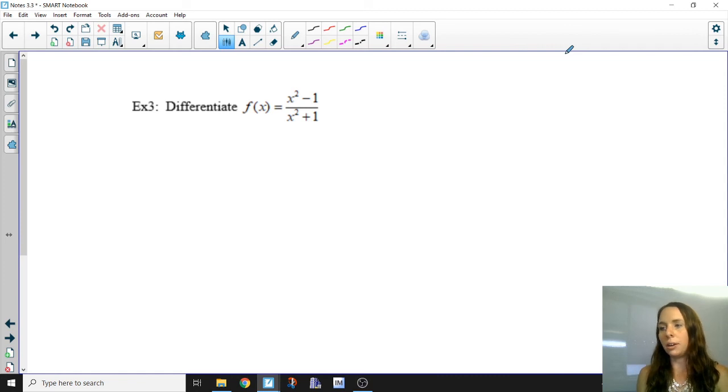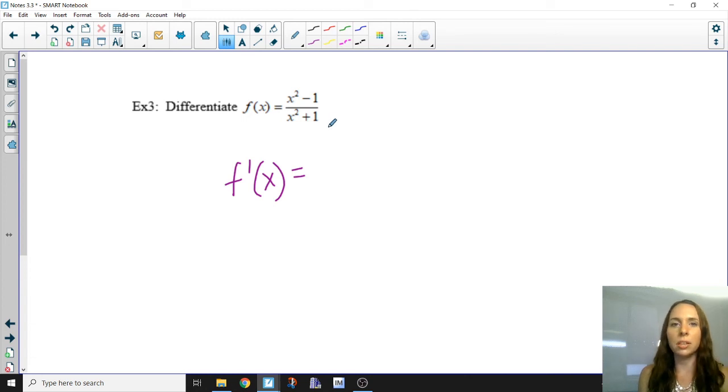Let's do it right here. Differentiate the function f of x equals x squared minus 1 over x squared plus 1. Okay, listen. You definitely cannot just do derivative over derivative, okay? The derivative of this is not 2x over 2x, which would cancel to 1, except at x equals 0. No, that's not going to work, okay? Quotient rule here, quotient rule. Ready? This is low, this is high.